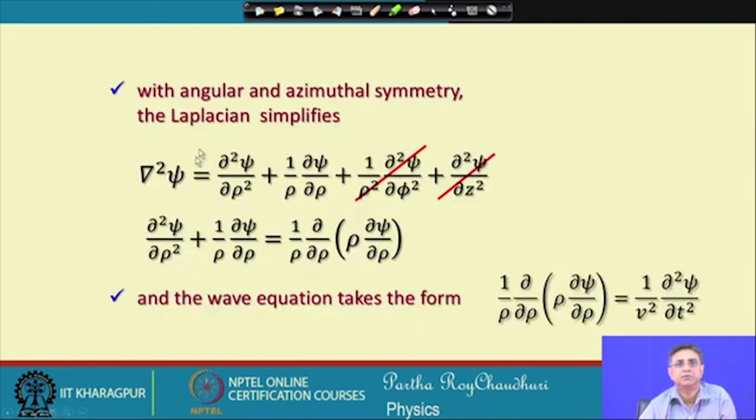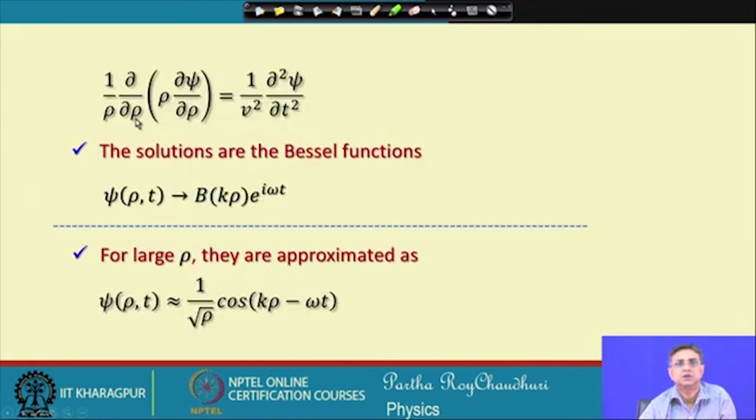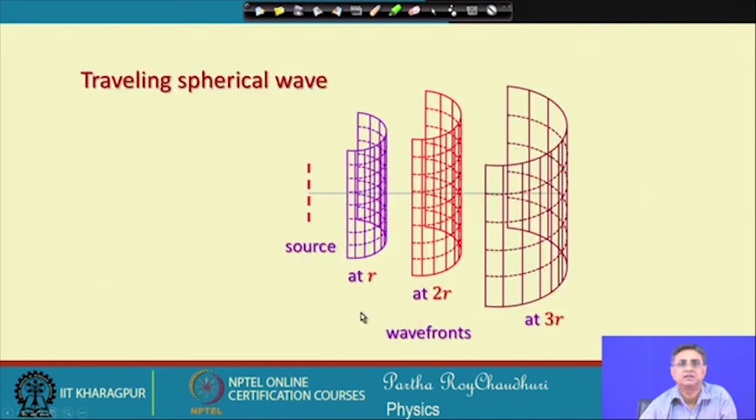The solutions of this wave equation are well known Bessel functions and can be represented by this, where this Bessel function has the argument of the propagation constant and the radial coordinate rho, times e to the power of i omega t. For large distances rho, these cylindrical waves are approximated as psi of rho, t equal to this. So, 1 upon under root of rho, this is again very consistent.